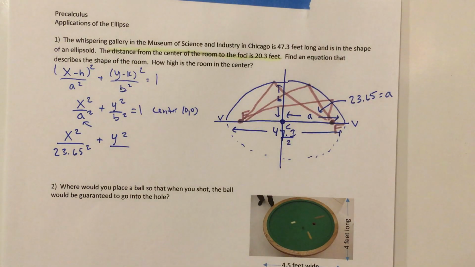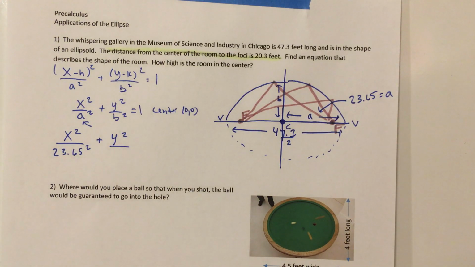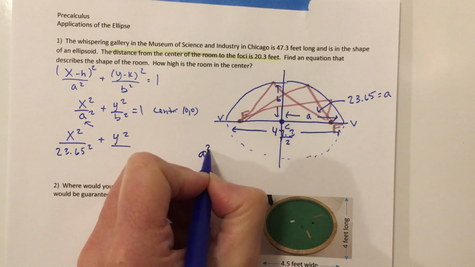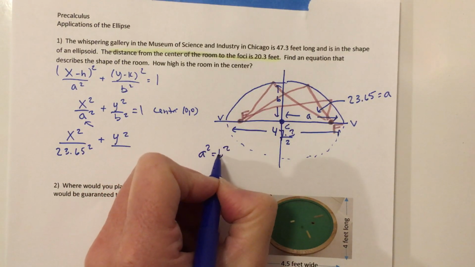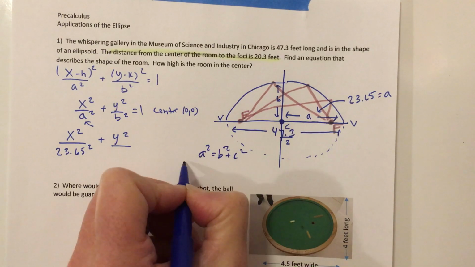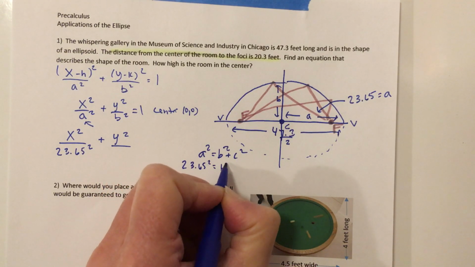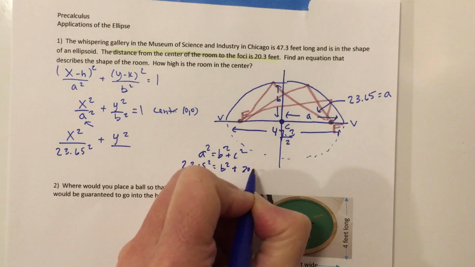It's pretty cool, okay? All right, so if you remember, the distance from the center to the focus is the variable we call c. And there's an equation that says a squared equals b squared plus c squared. So we know a, we don't know the height, but we know c.